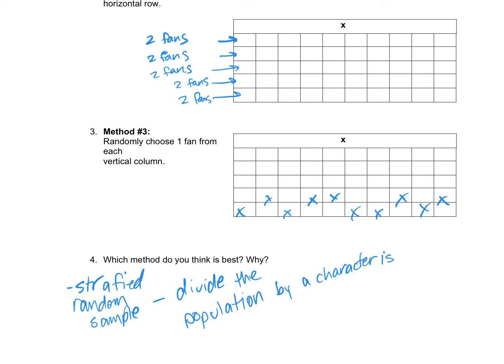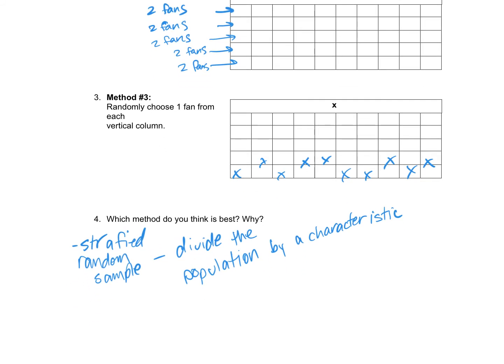But not just any characteristic. We divide by a characteristic that we know influences the response variable, or influences our variable of interest. Remember, we knew the rows are probably the biggest influence on how much enjoyment people got out of a concert. Is this okay?